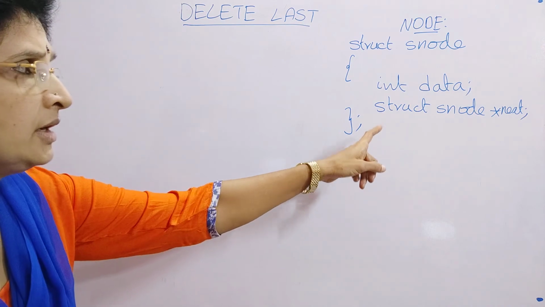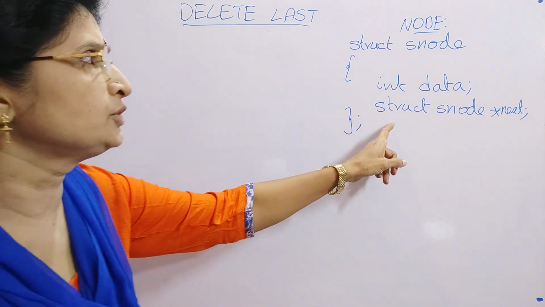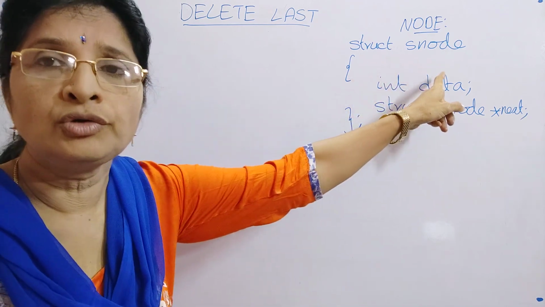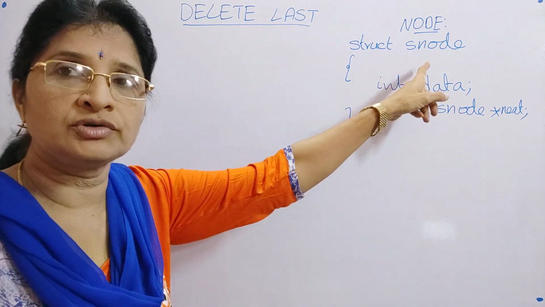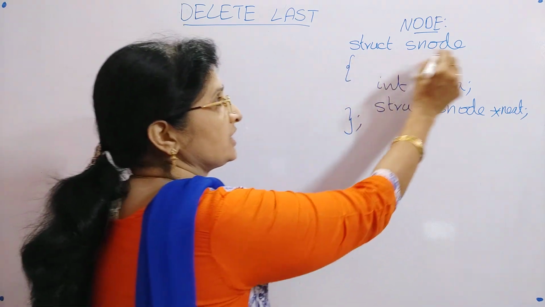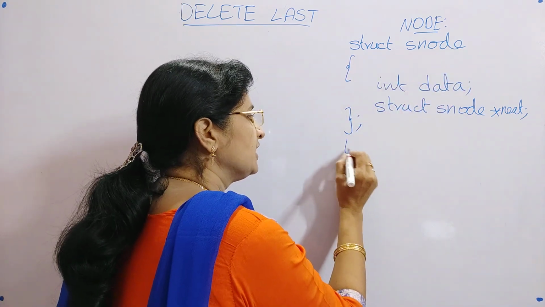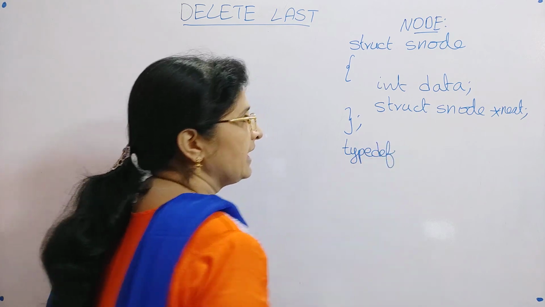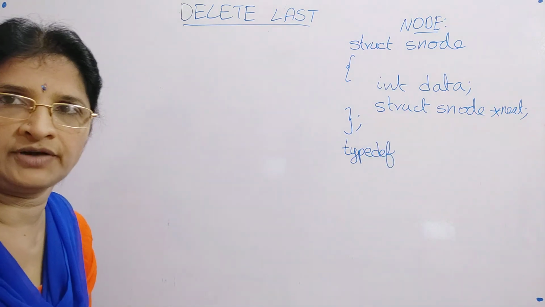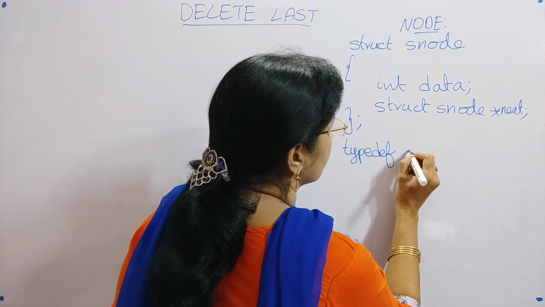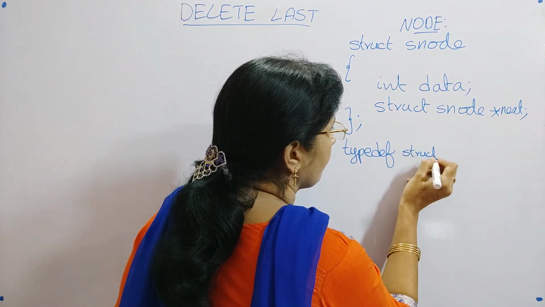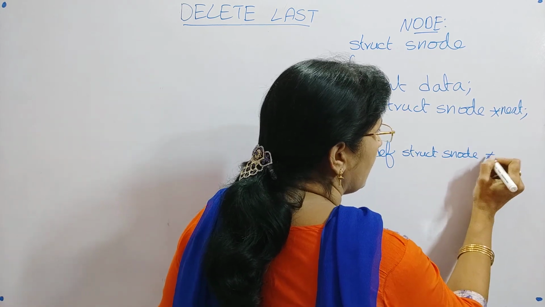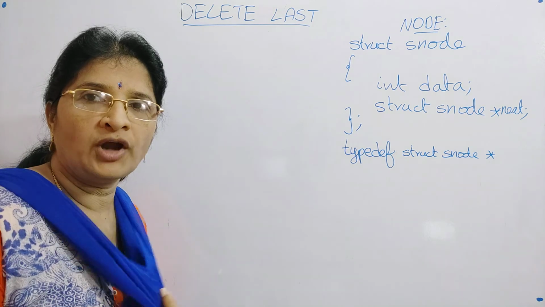Now we are going to give a short name for our new user defined data type. Here, what is our new user defined data type? It is struct S node. So now I am giving a new name, that is an alias name, to my new user defined data type, that is typedef struct S node, which is the new user defined data type, and also I am declaring it as a pointer.